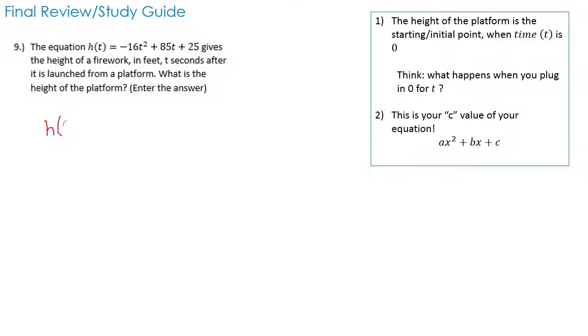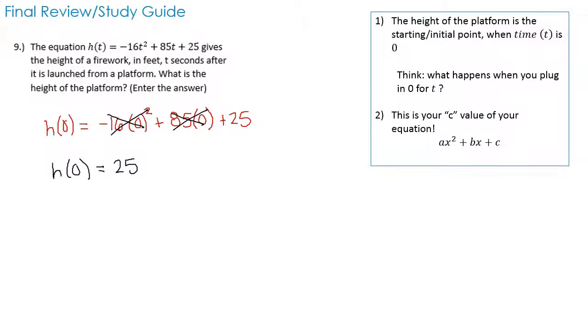So if we're looking at h of 0, it's going to be -16 times 0 squared plus 85 times 0 plus 25. So if we simplify this, notice we have 0 here. So 0 times anything, that's going to cancel out. 0 times anything is 0. So we have h of 0, so our initial starting point is going to be 25 feet. So this is our c value of our equation. So notice 25 was what our c value was of our original equation. So the height of our platform was 25 feet.